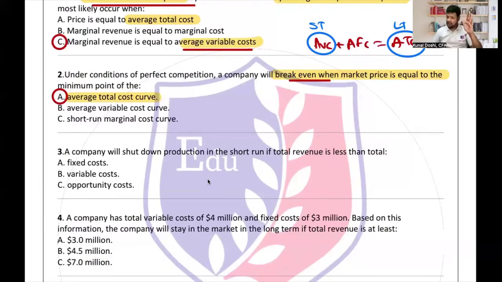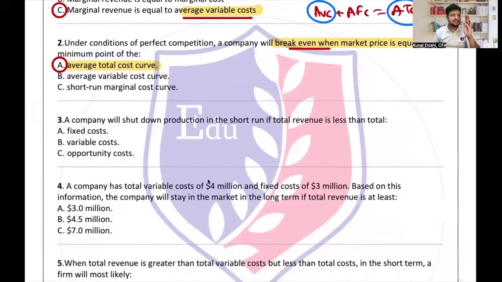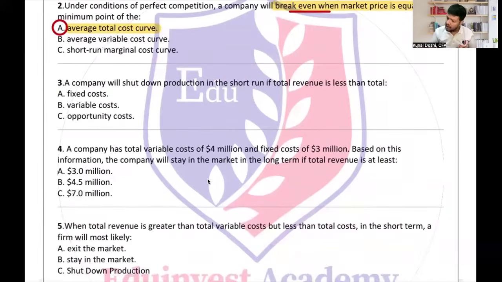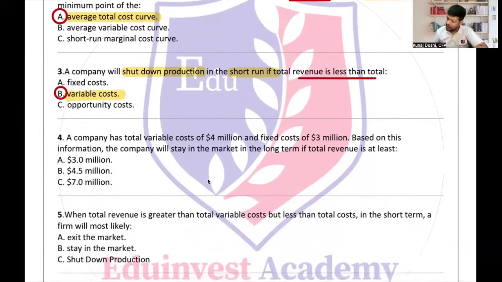Understood by C? Correct? By A, ATC, right? Next, see this. A company will shut down production in the short run if the total revenue is less than, very easy, the variable cost. If you can't even recover your variable cost, there's no point in continuing the business.